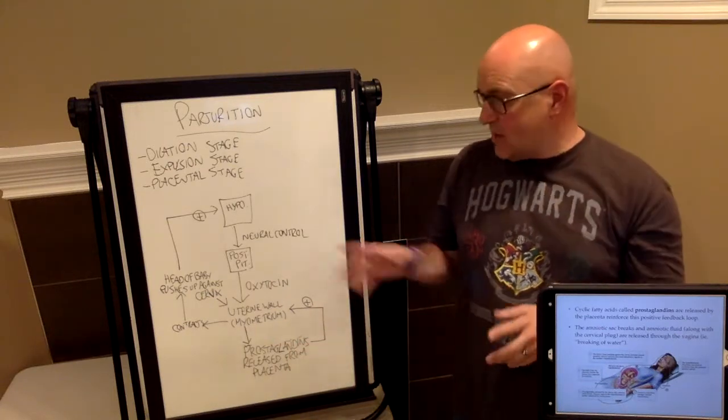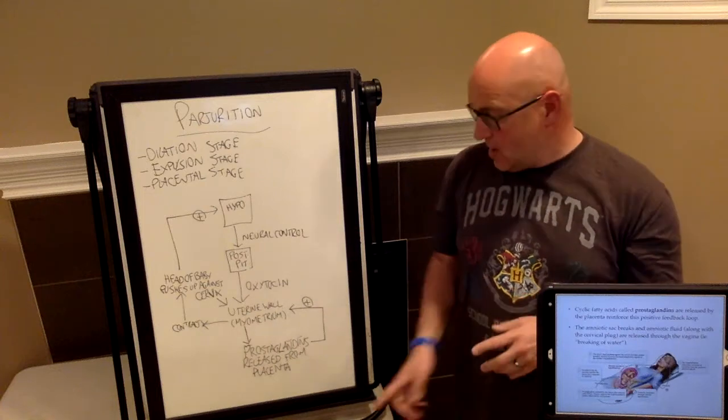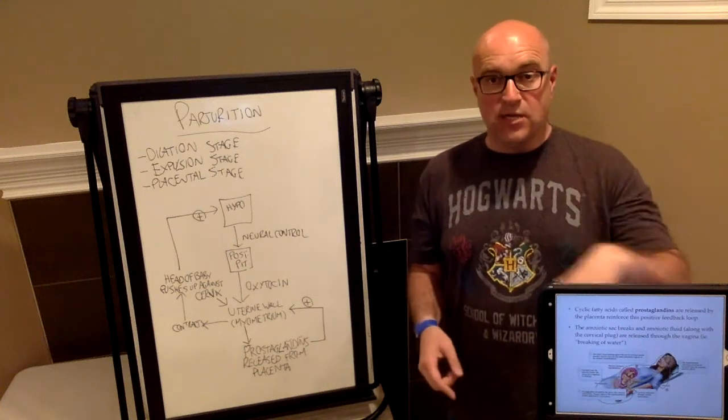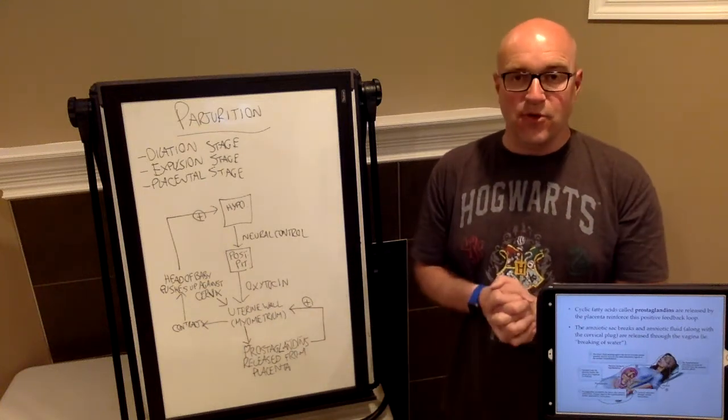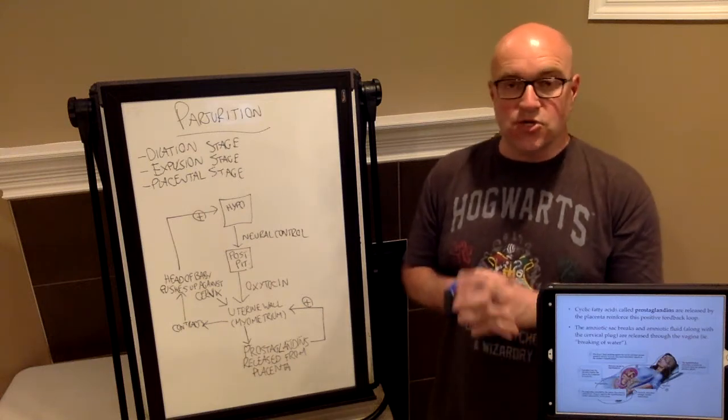Now, the prostaglandins don't have any impact directly on the hypothalamus, but they will basically go right to the uterine walls, embed themselves in the uterine walls, which will cause more contractions to occur.